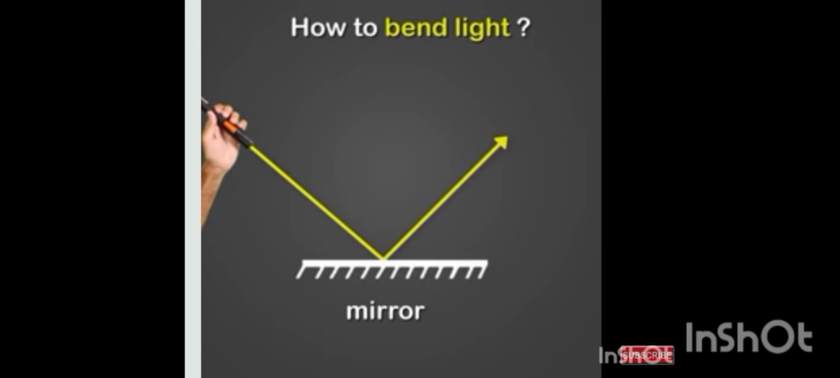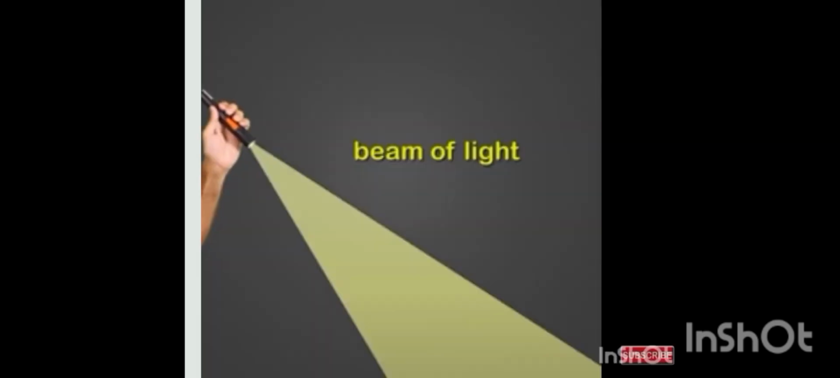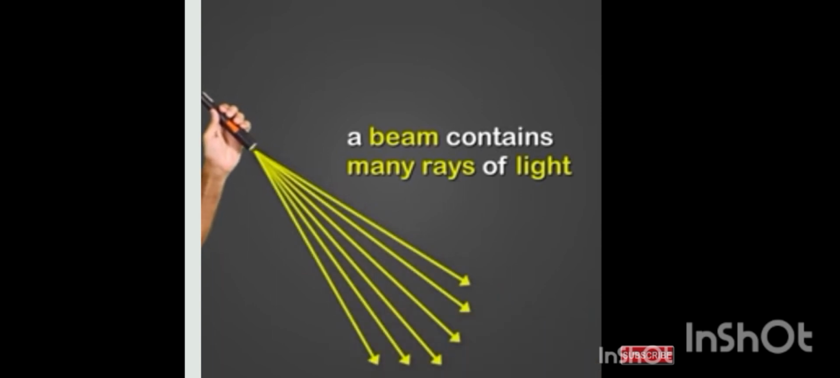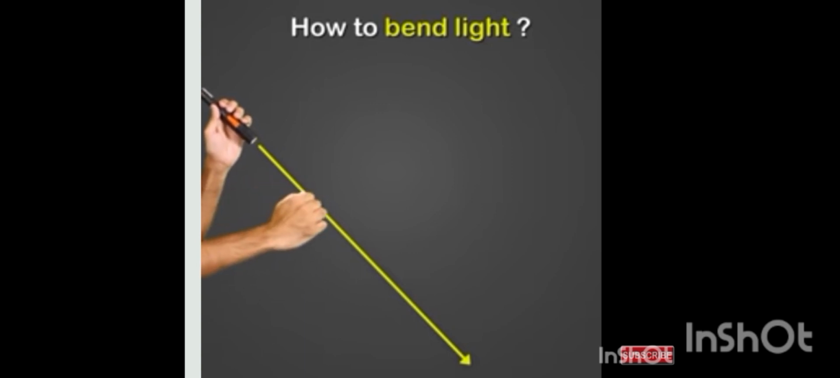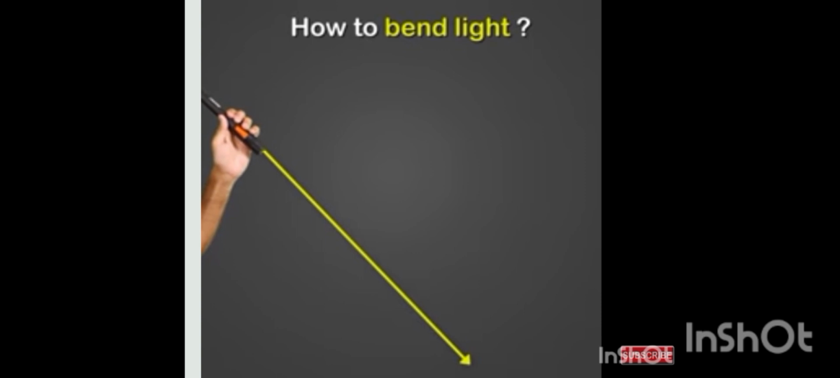But what if I ask you to bend the light? What will you do? We all know that a beam of light contains many rays, but each ray travels in a straight line. But if I ask you to consider one ray of light and bend this ray of light, what will you do? Will you use your hand to bend it? Of course, no. We need certain material to bend it.